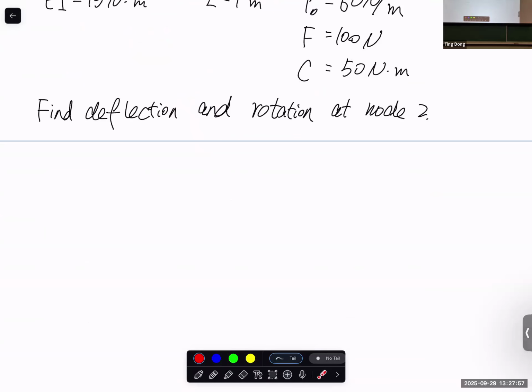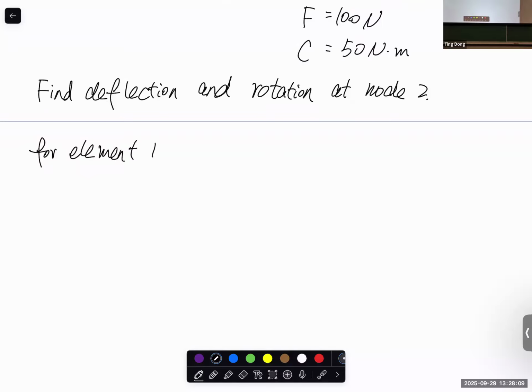Let's write the K for element 1. Again, check your lecture notes for the 4x4 matrix. I'll write it here directly. We only need 4 components: V1, theta 1, V2, theta 2. V1, theta 1 are boundary conditions, they're constraints, so all the components related to V1, theta 1 don't matter. We only need the 4 components: 12, -6, -6, 4.